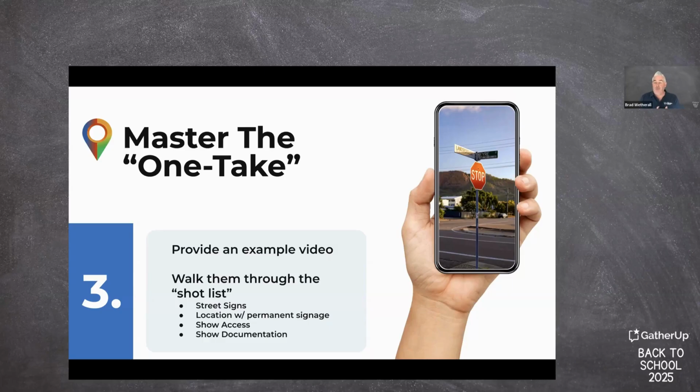Show your business with permanent signage. Temporary signage isn't going to cut it. You need to be able to show that it's permanently a fixture there. Show access to the building, right? That's where you're proving the affiliation. And then finally, show documentation, right? Like the legality of it all. You can usually do that in about 2 minutes. Chances are you're going to master the one-take video, and it'll go through real smooth.